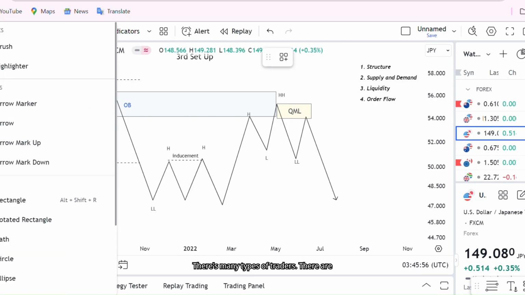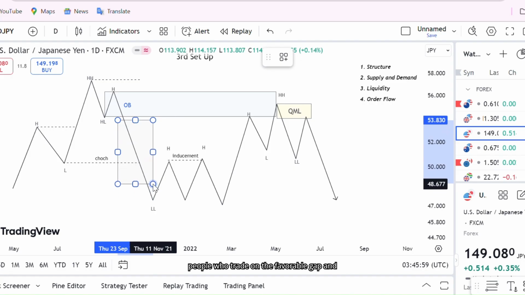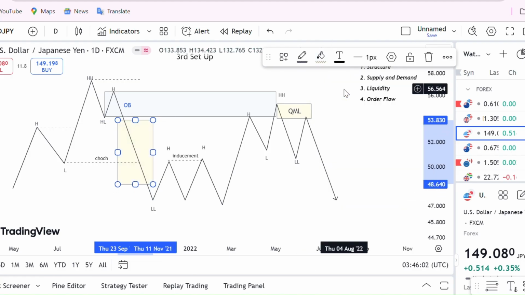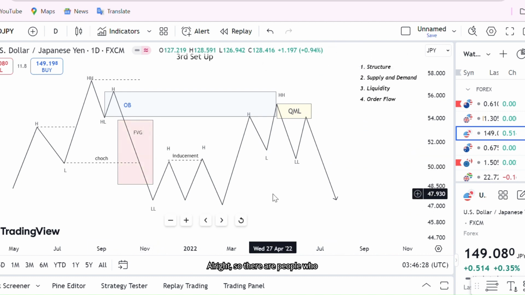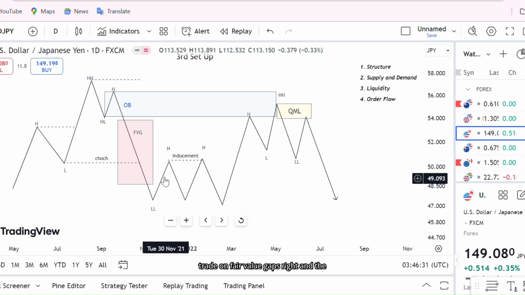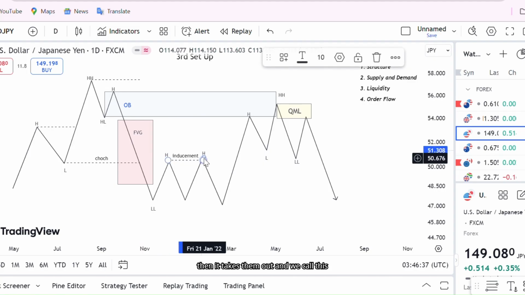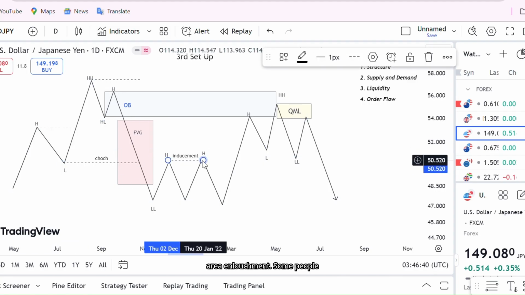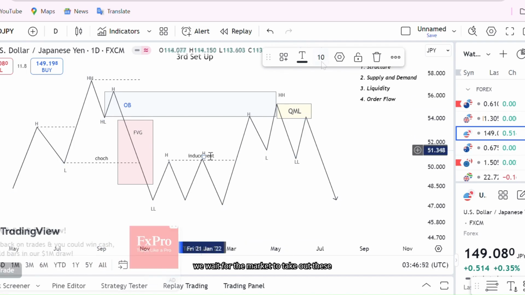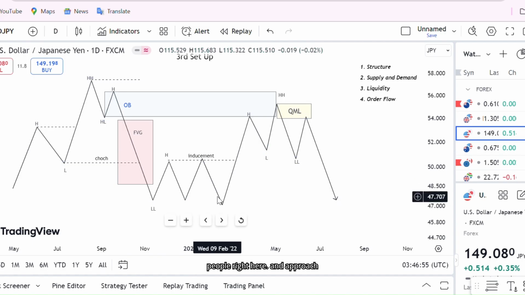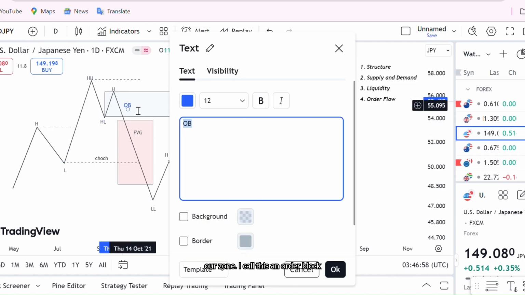Remember, there's many types of traders. There are people who trade on the fair value gap, and it works, right? All right, so there are people who trade on fair value gaps, right? And the market forms these two highs and then it takes them out, and we call this area inducement. Some people call it a liquidity zone, but what's more important is we don't trade on this area. We wait for the market to take out these people right here and approach our zone. I call this an order block or a supply zone.